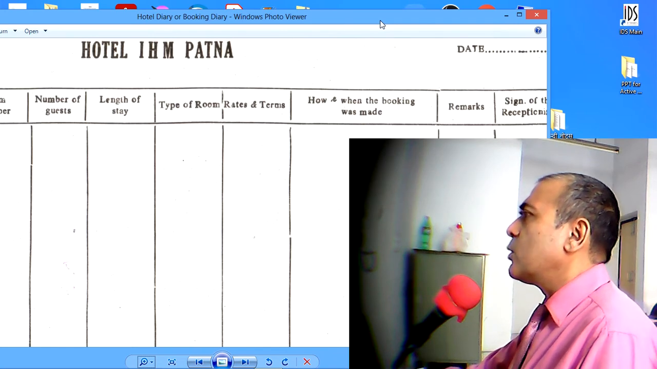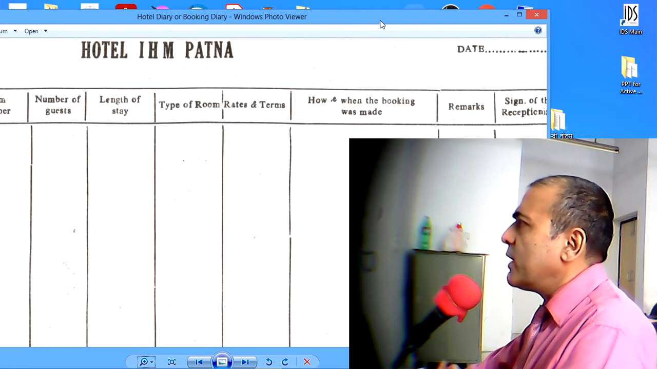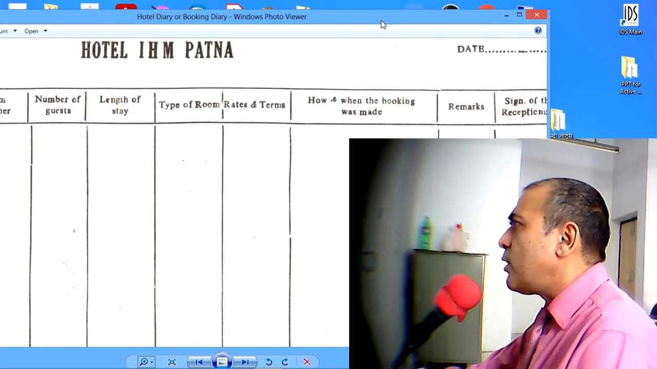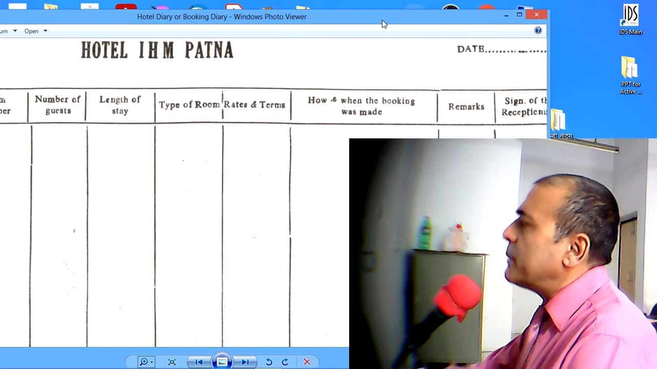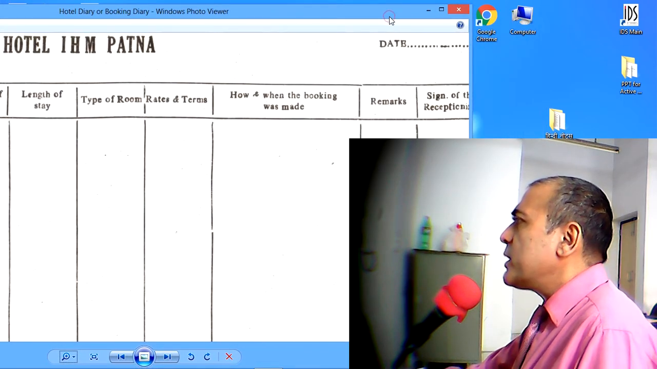But of course, this is a manual system of hotel that we are discussing right now. And in modern hotels, we don't have these physical forms, even though a hotel may like to have a backup on paper documents. Remarks is a column which always confuses people.